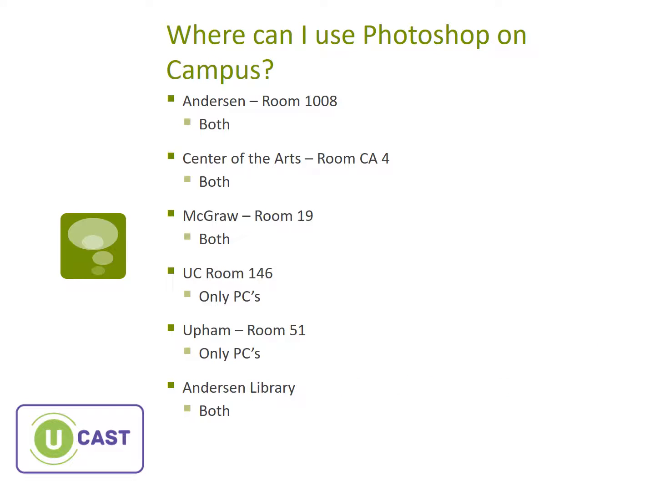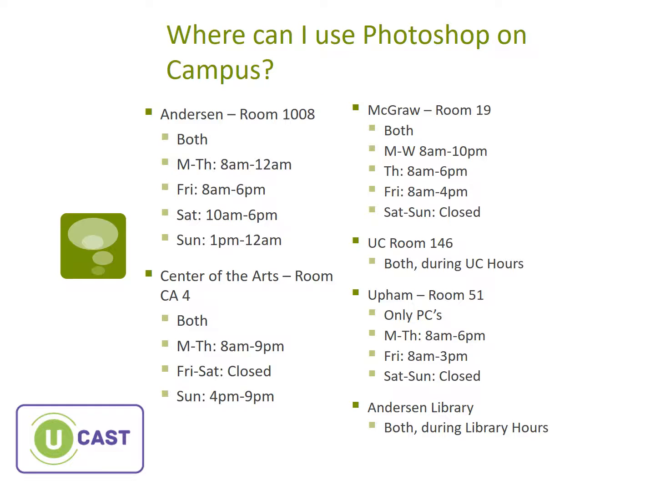So, you're thinking, I can't afford Photoshop on my computer, but I really want to use it for my marketing. There are many options to use Photoshop on campus. The labs that have Photoshop on it are listed here: Anderson Room 1008, Center of the Arts Room CA4, McGraw Room 19, UC Room 146, Upham Room 51, and the Anderson Library. On the desktop of these computers when you log in, there should be a folder entitled Adobe Creative Cloud. There you can find Photoshop. Check out these places, some with only PCs and some with both Macs and PCs. This slide shows all the times that all the labs are available for use.